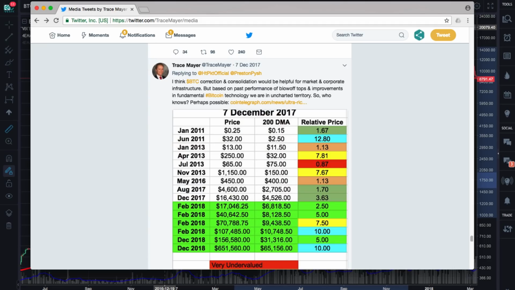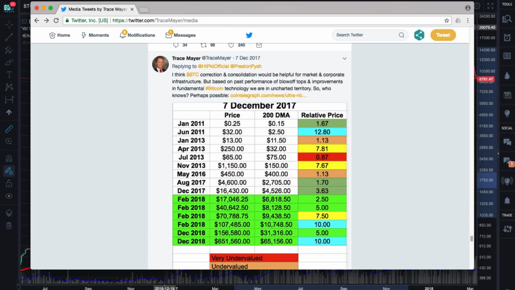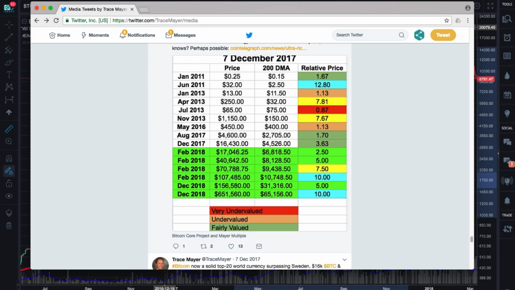How far is the price from the 200-day moving average? And you can see here he has a little table where he talks about relative price, and when it gets too far it's a little bit overvalued, and when it gets smaller or under, it's a good bargain, right? So undervalued, fairly valued, overvalued.